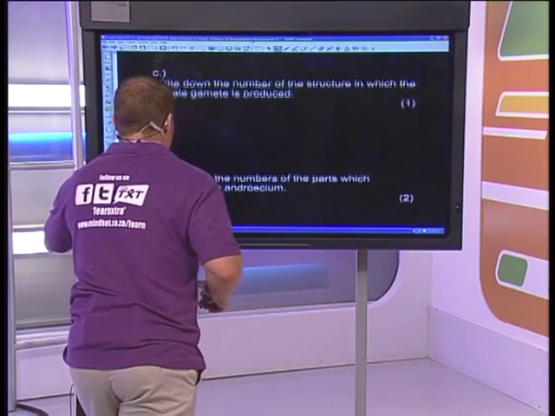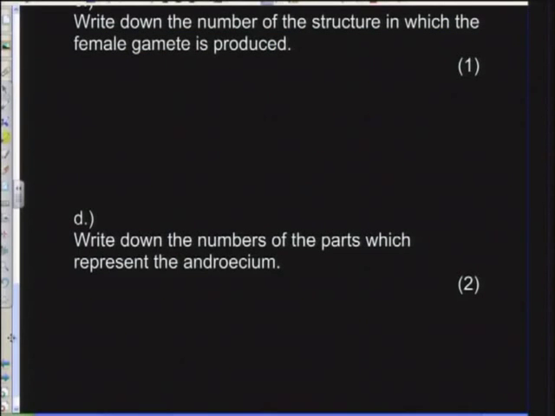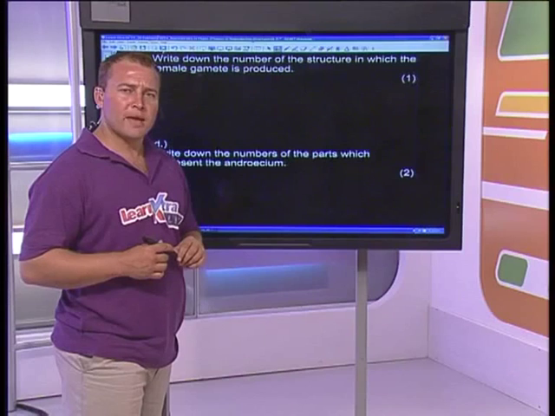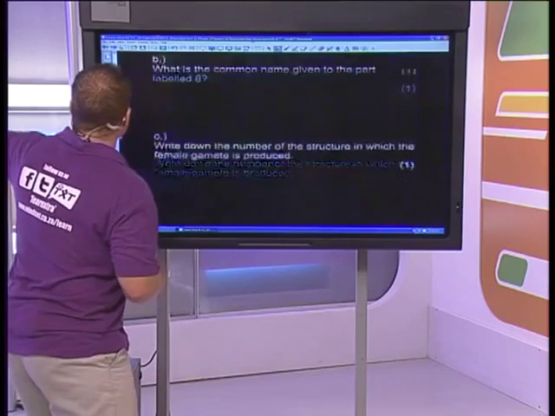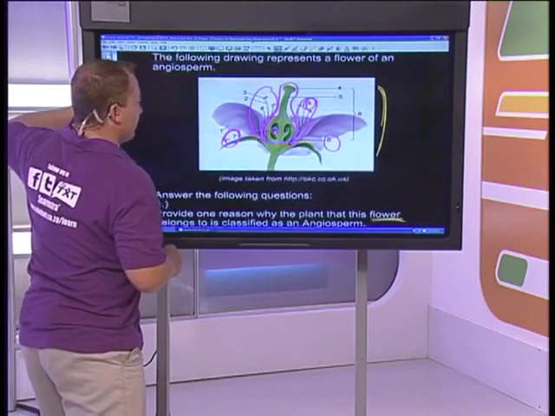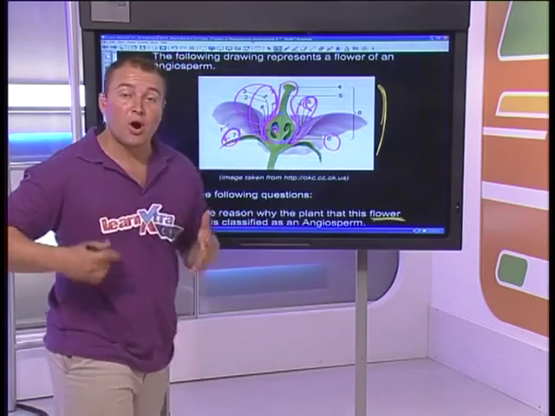Now, all the way down. Write down the number of the part which represents the androecium. Can you remember androecium? Let's have a look at it. I want to just show you up here. Androecium. There we go. Remember, I labeled them. There's the androecium. It's the male part of the plant.